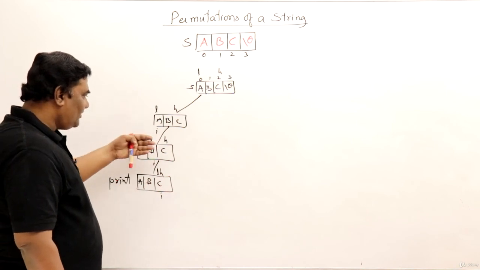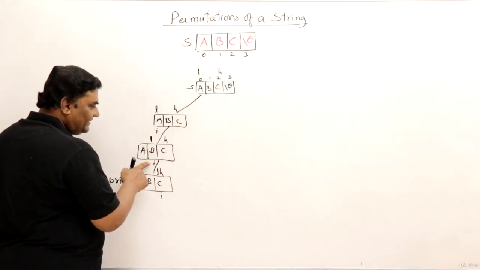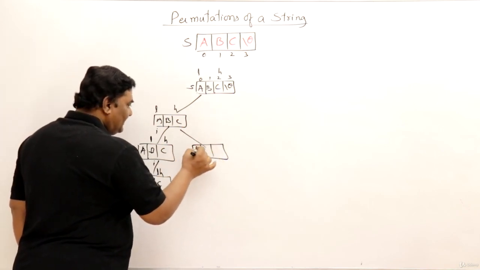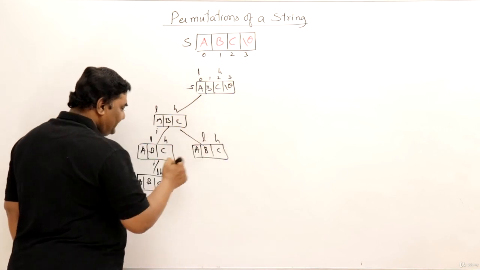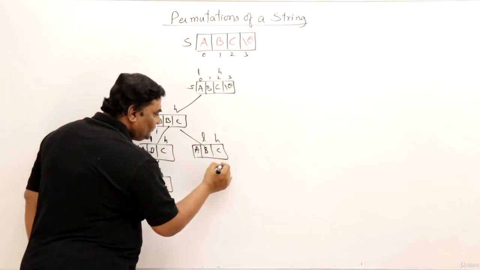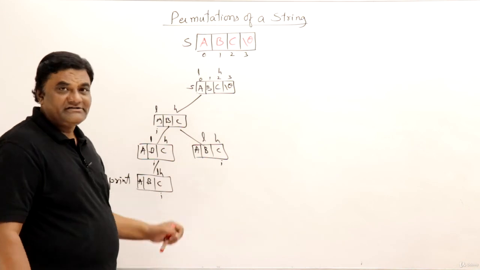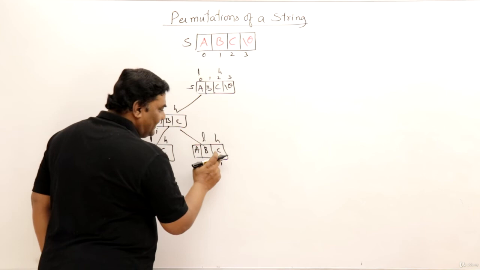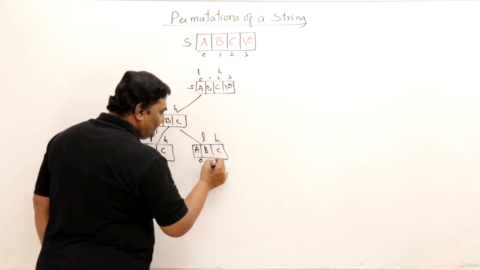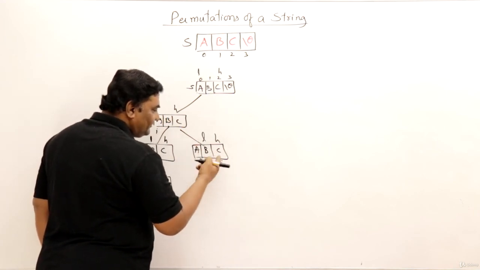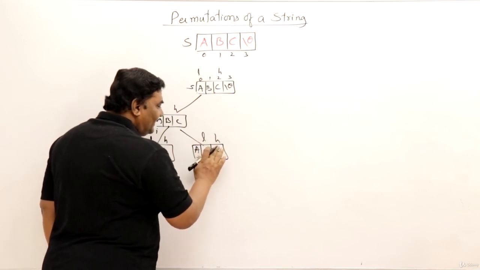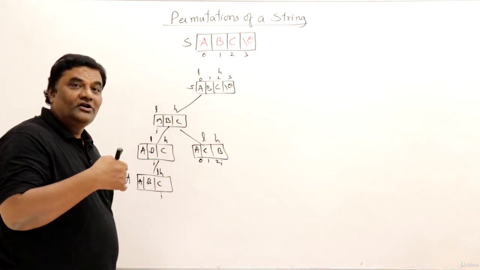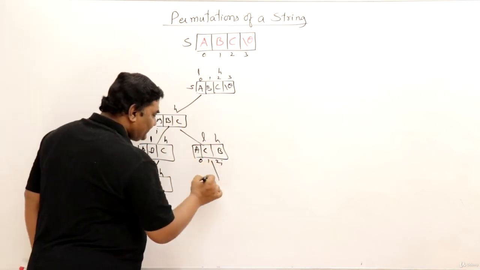Now go back to the previous call. In the previous call, where A, B, C, low was here, high was here, I was on this place. Now I will move to the next. What we were doing? Swapping I and L. L is here, I is here. If I say 0, 1, 2, L is at 1 and I is at 2. Interchange. So this will become C and this will become B. Then call again.